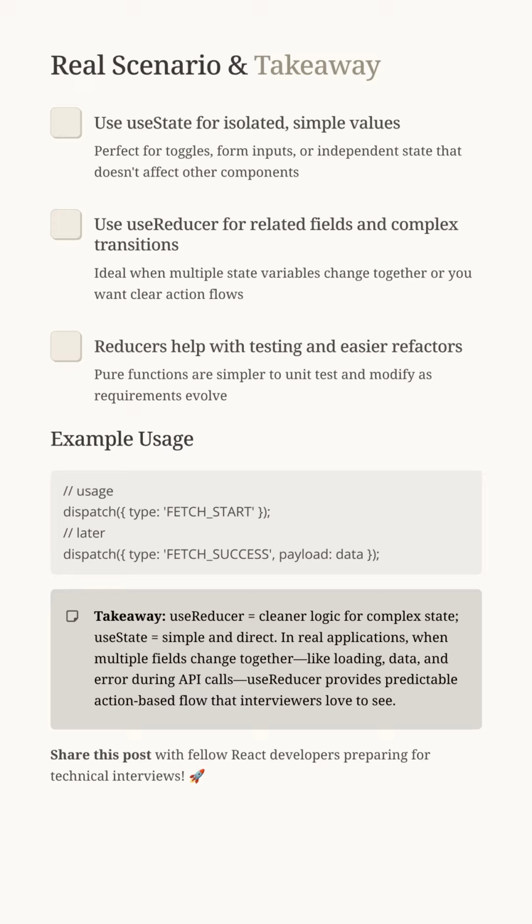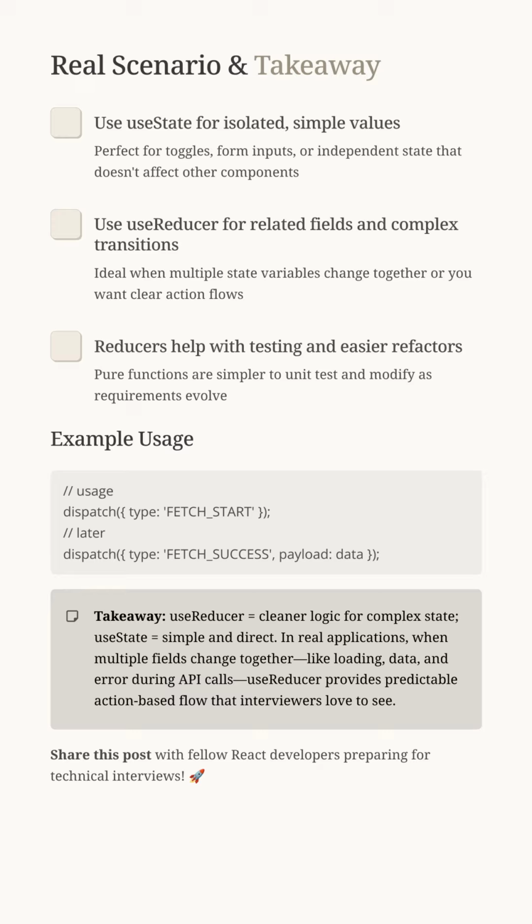So, when would you actually use this? Imagine an API request. You need to manage loading, data, and error, and they always change together. With useReducer, you simply dispatch a fetch start action, then later dispatch a success or error action. That gives you a clean, predictable flow that's easy to maintain.